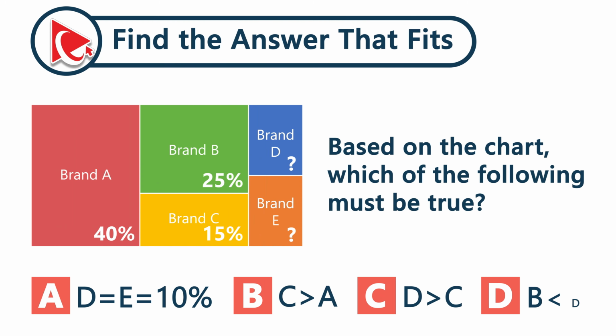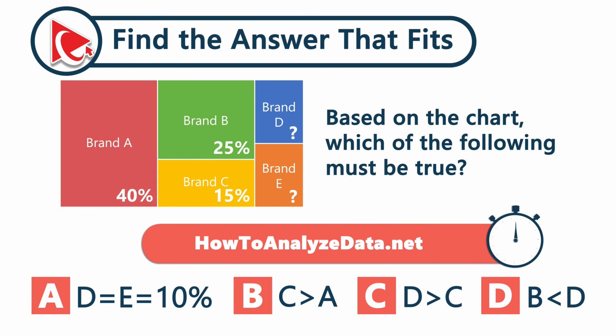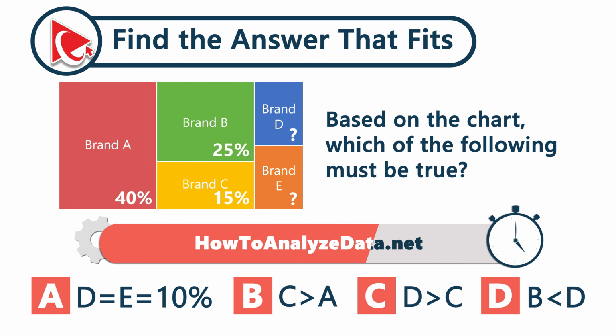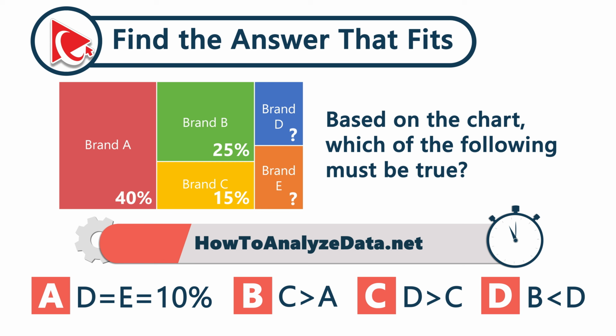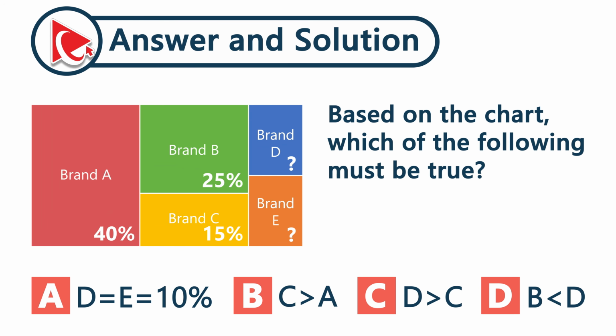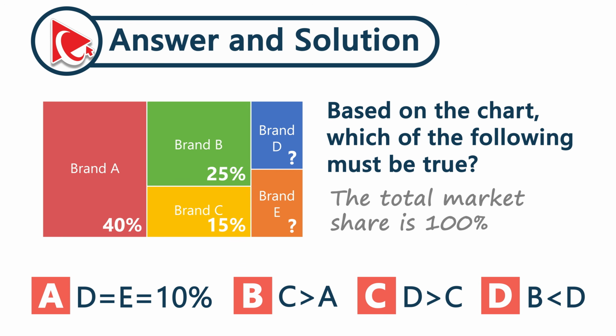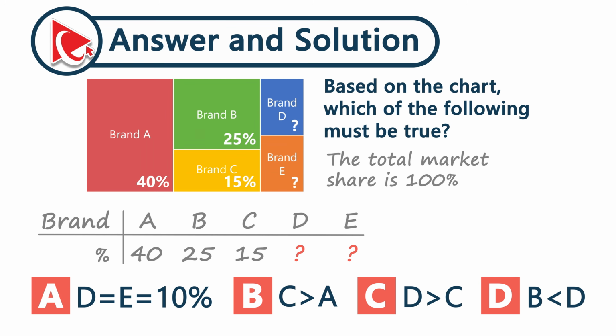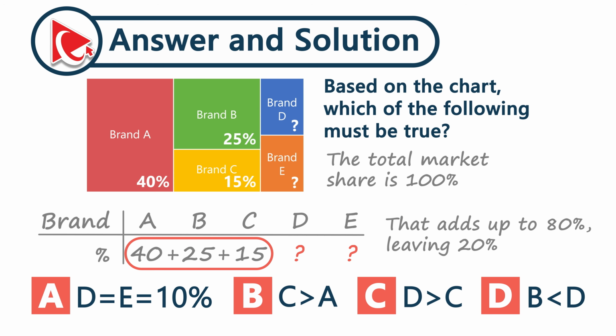Take a close look at the chart. Based on the chart, determine which of the following must be true. Chart represents total market share for brands. Total market share is 100%. Brand A is 40%, brand B 25%, brand C 15%. That adds up to 80, leaving 20% for brand D and brand E. Since both brand E and D have equal size areas, each must have 10%. And the correct answer here is choice A.